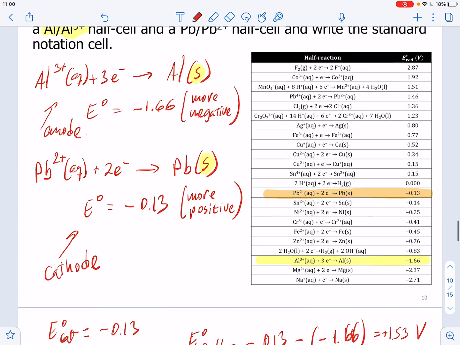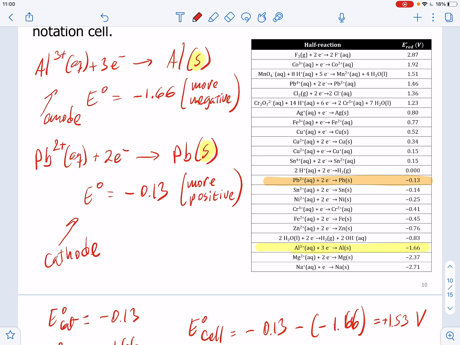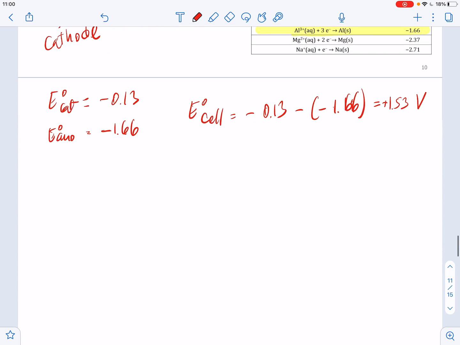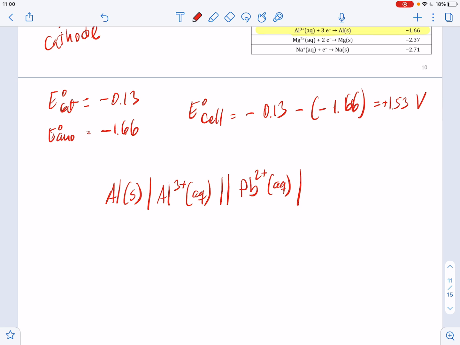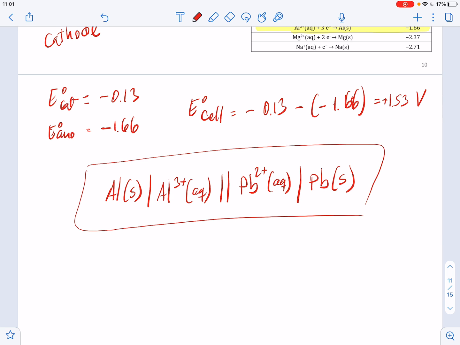So what is happening in the anode? Well, the oxidation of aluminum to aluminum 3 plus. So if we write our standard notation, the anode is going to be aluminum solid separated from a solution containing aluminum 3 plus. We have our salt bridge separating from a solution containing lead 2 ions, and last but not least, a solid lead bar in contact with the solution containing the lead ions. So this is our standard notation, and this cell will have a potential of 1.53 volts.